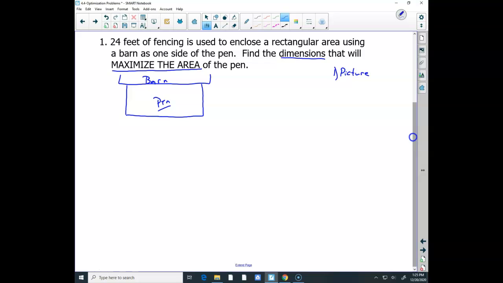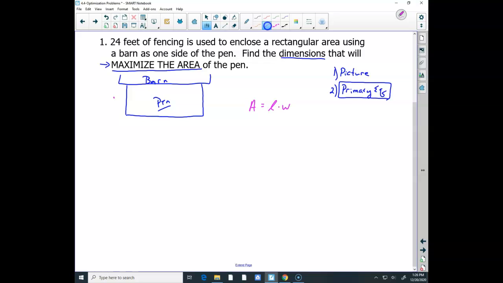So after we make sense out of a picture, what we're going to want to really do, number 2, is find our primary equation. And our primary equation, like I said before, is exactly what we are going to be maximizing or minimizing. Now here we're going to maximize the fun zone for the cows to play in. Well, obviously this pen, if it has three sides, one side being the barn, must be a rectangular region, okay? So I know my area of a rectangle is length times width.